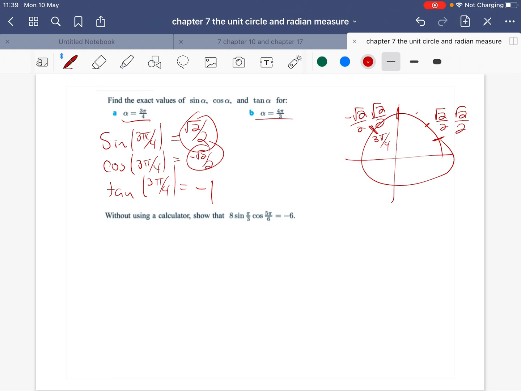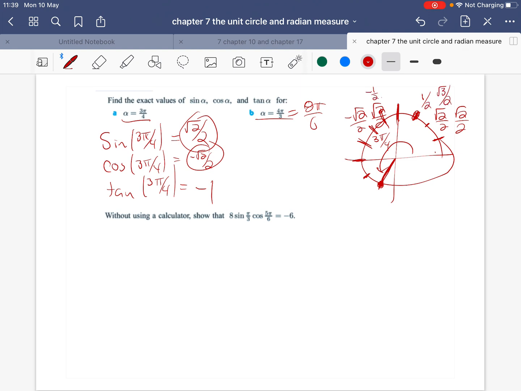Okay, 4 pi over 3. 1 pi over 6, 2 pi over 6, which is pi over 3, 3 pi over 6, which is pi over 2, 4 pi over 6, 5 pi over 6, 6 pi over 6, 7 pi over 6, 8 pi over 6. So what I'm doing is I'm doing this as 8 pi over 6. So this is going to be our angle right here. Okay, that's the same as this one, and this one.